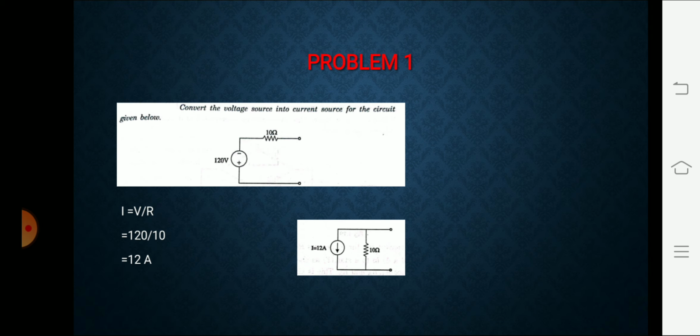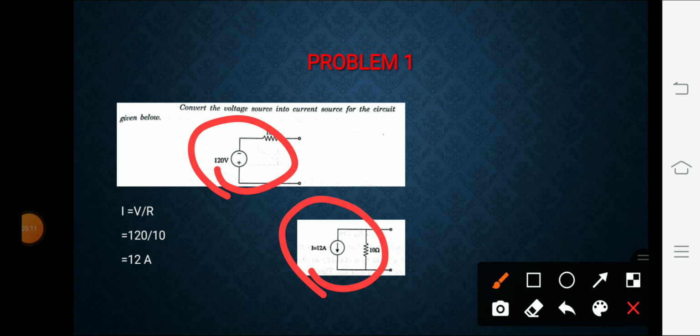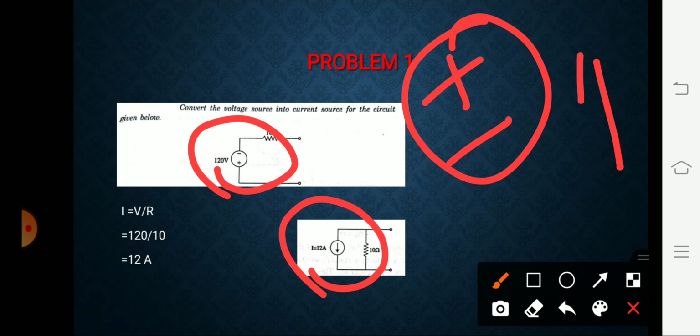So draw the diagram. In this diagram, the arrow symbol is downward because in the voltage source the positive symbol is downward. That's why here the arrow symbol is downward. Suppose in the voltage diagram the arrow symbol is upward, then the current source arrow symbol is upward only.